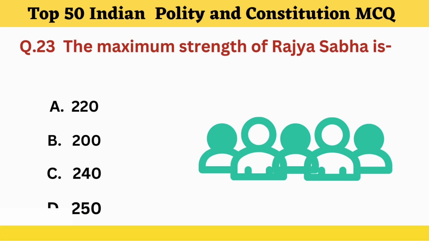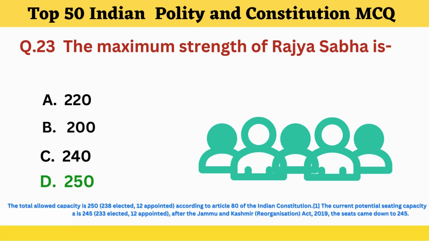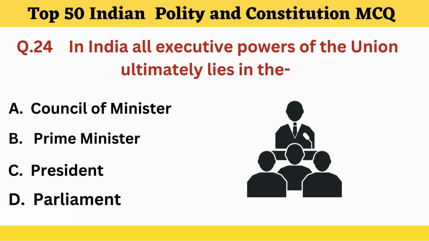The maximum strength of Rajya Sabha is. The correct answer is option D, 250 members. In India, all executive powers of the Union ultimately lie in. The correct answer is option C, President.